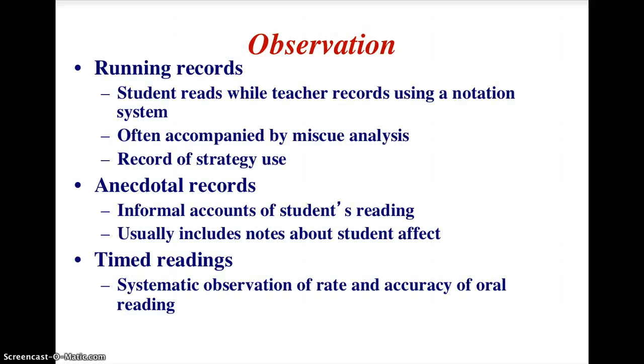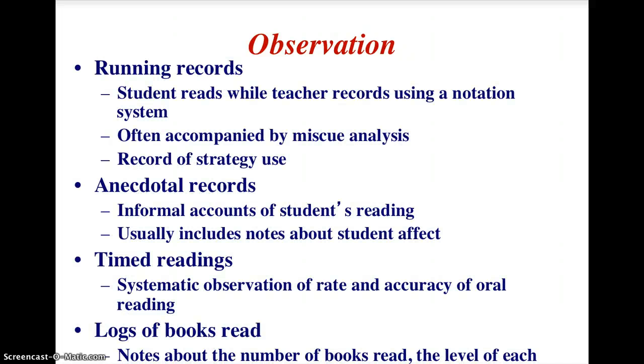So observation, we can do this in a couple of different ways. Running records, we're going to learn how to do that. This is basically where the student is reading aloud and the teacher is making notes about whether they're reading the words correctly, what types of mistakes they're making, and then we can go back and assess that and look in more detail at the notes that we took down while the students were reading. Figure out what's going on, where most of the difficulties are.